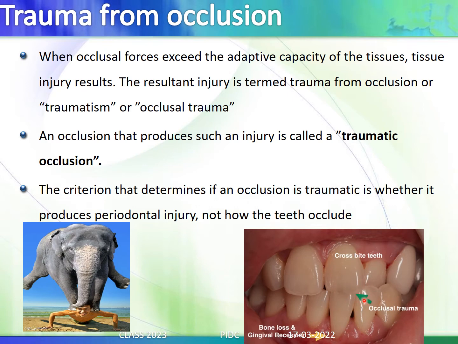Here is a case where there is trauma occurring because of the crossbite. Here you have a crossbite, but this tooth has accommodated to the crossbite. There is no problem around the tooth, but this particular tooth has not accommodated to the crossbite, resulting in periodontal injury, and subsequently you can see bone loss and gingival recession along this area, which tells us that trauma from occlusion has occurred in the case of this tooth. So it is not how the teeth occlude, but rather whether it produces periodontal injury that determines whether the occlusion is traumatic or not.